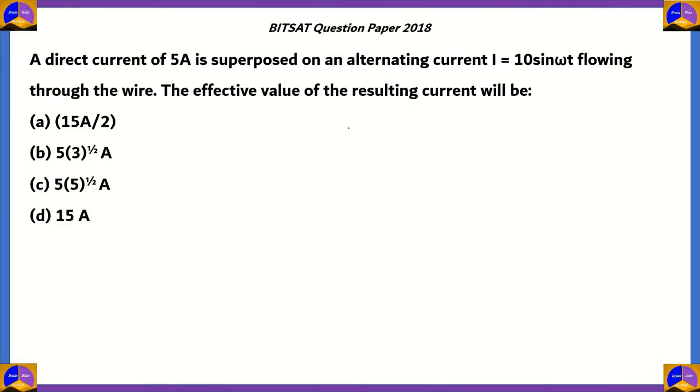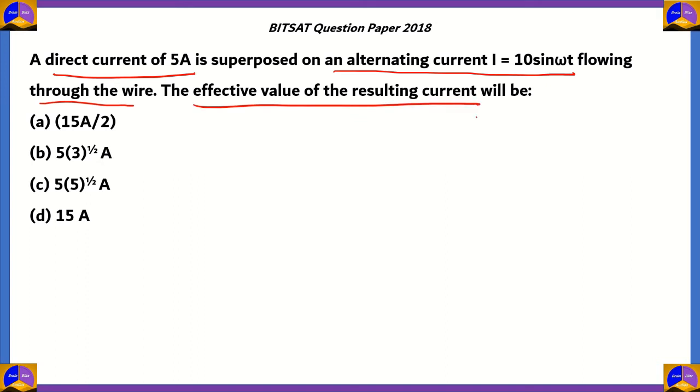Now let's look at this question. A direct current of 5 amperes is superimposed on an alternating current I equals 10 sine omega t flowing through the wire. You need to find out the effective value of the resulting current. So how do we start? In this question, direct current of 5 amperes is given.